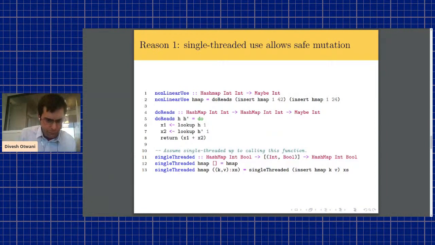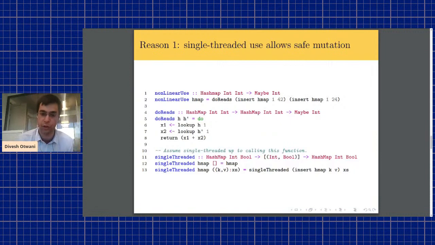Now instead, in lines 10 through 13, we have an example of a function that uses hash maps single-threadedly. So single-threaded hash takes in a hash map from ints to bools. It takes in a list of key value pairs and just inserts them all along. Line 12, very simple: you have no pairs, you just return the hash map. Line 13, you have some pairs. You then recurse by calling single-threaded after you insert the first pair, and then you pass along the rest of the pairs to insert. And in this process, you never use the previous hash map anywhere else.